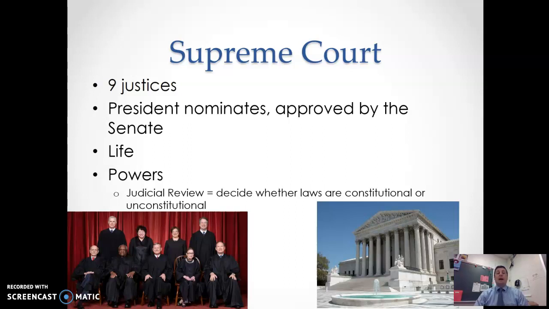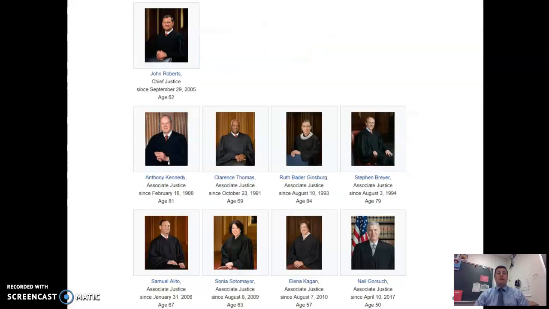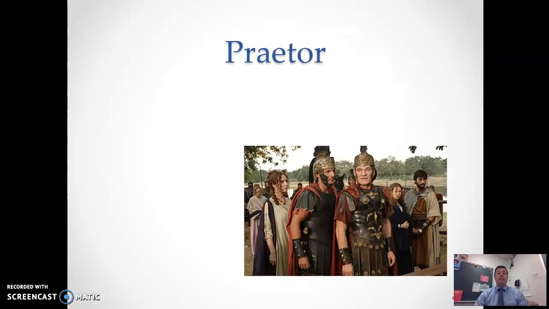How the Supreme Court reads that will determine if that law is confirmed as constitutional or if it will be struck down and deemed unconstitutional, meaning that it does not follow with the federal laws of the U.S. Constitution. The Roman counterpart to this is the Praetor.